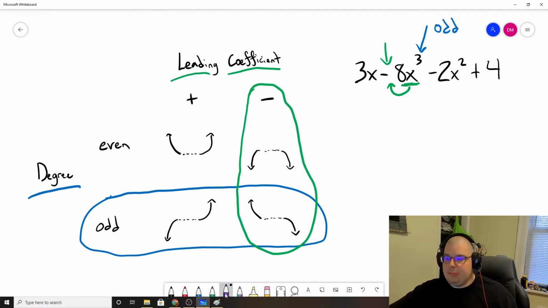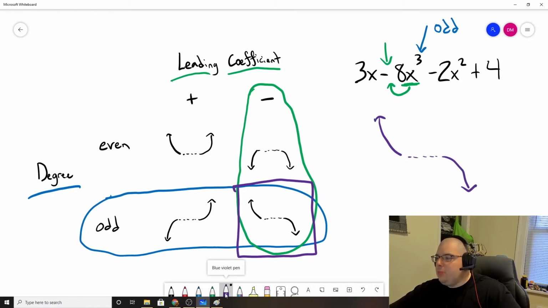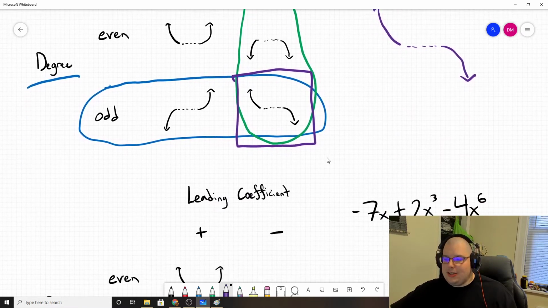And same as before, the end behavior choice that I've circled twice is my answer. So my answer this time is this set of arrows, the odd degree with the negative leading coefficient. And so our end behavior should look something like this, where the left side's pointing up and the right side's pointing down. Moving on to the next question.